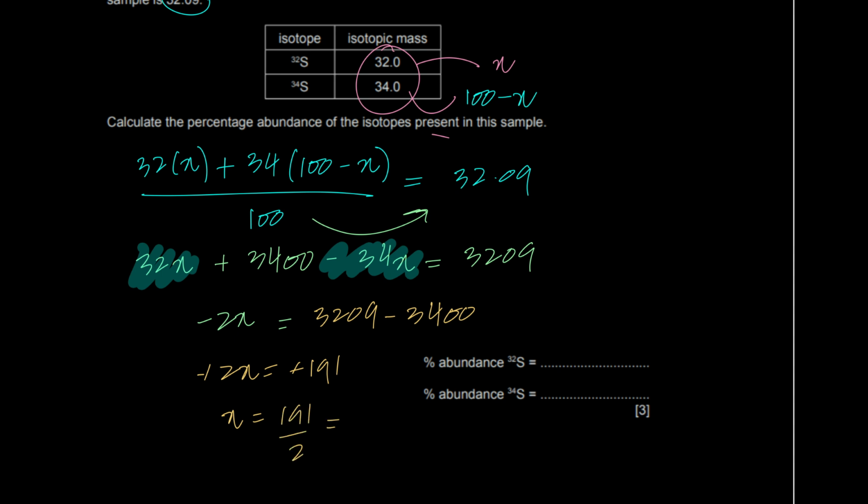What do I get? So that gives me what? Can somebody do it? 95.5? So X is 95.5% right here. What was X? It was sulfur 32. So sulfur 32 is 95.5%. What's sulfur 34? It's 100 minus 95.5. Please write the steps for yourself. So that gives me 4.5, if I'm not wrong. 3 marks for doing nothing.